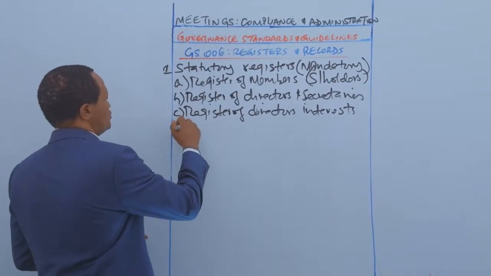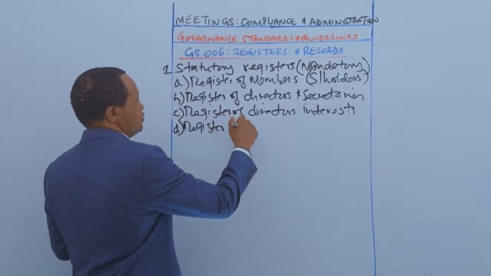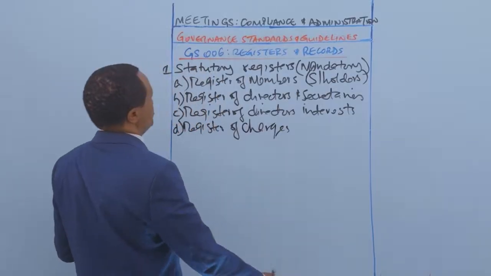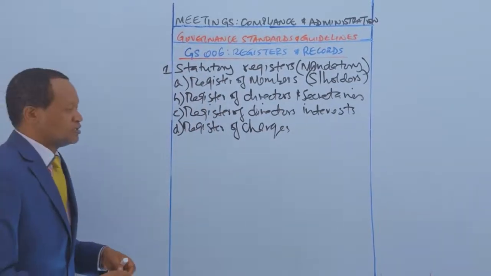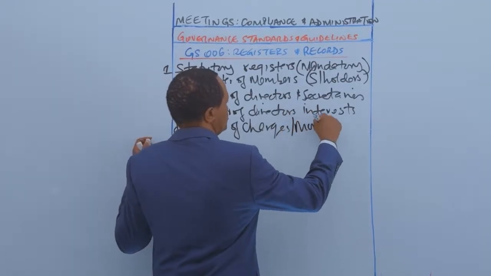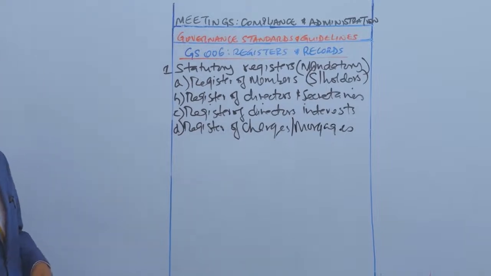The fourth is the register of charges. This is yet another important register, the register of charges, and this could also be mortgages. Register of charges or mortgages.